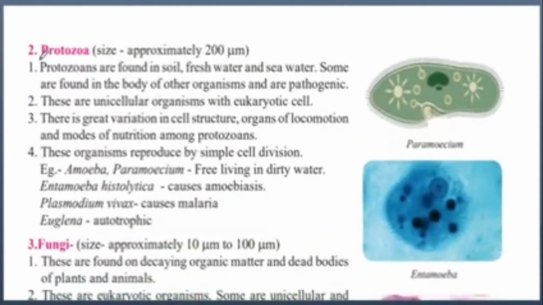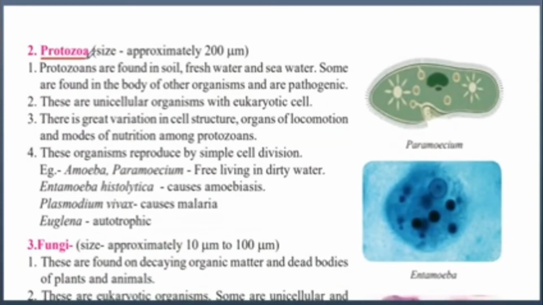So the next type of microorganism is protozoa. The size of protozoa is approximately 200 micrometer. Do you remember the size of bacteria? They were between 1 to 10 micrometer. So since protozoa is around 200 micrometer, protozoa are relatively larger than bacteria. Protozoans are found in soil, fresh water and seawater. Some are found in the body of other organisms and are pathogenic.